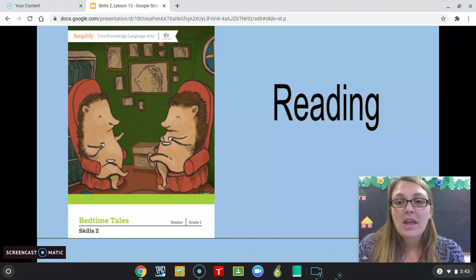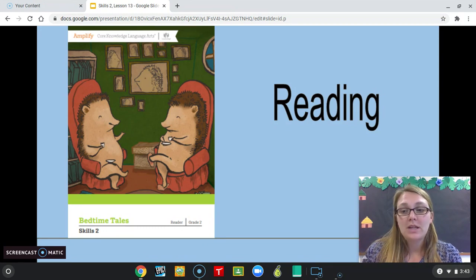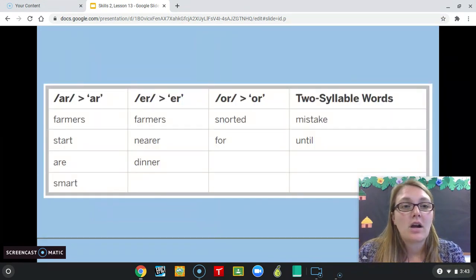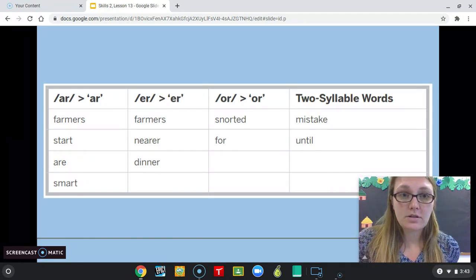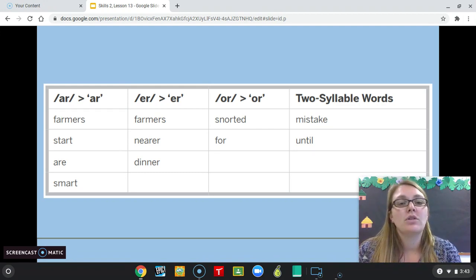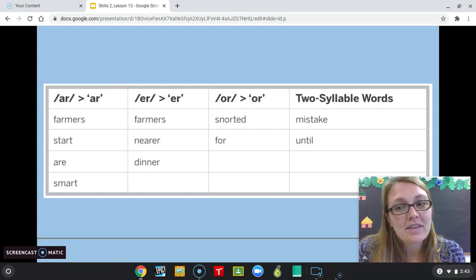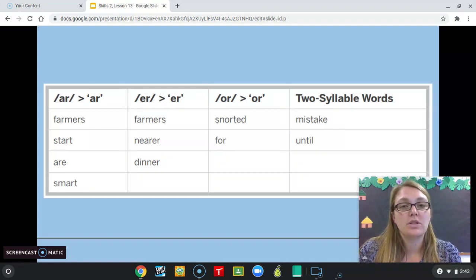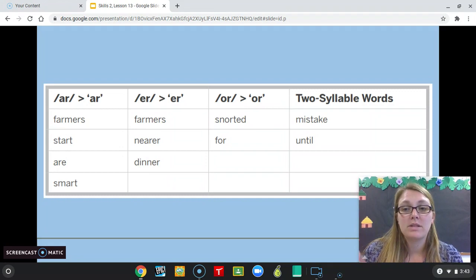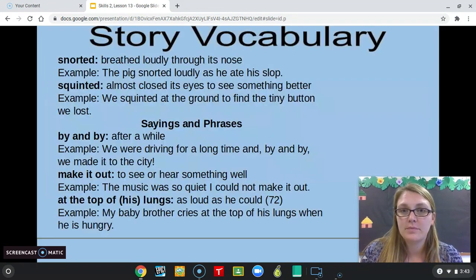All right, now for part 2, our reading portion. Here are our R words: farmers, start, R, and smart. Words: farmers, again, that's an R, and nearer, and dinner. And then some of the OR words: snorted and for. And two-syllable words, we have mistake and until.